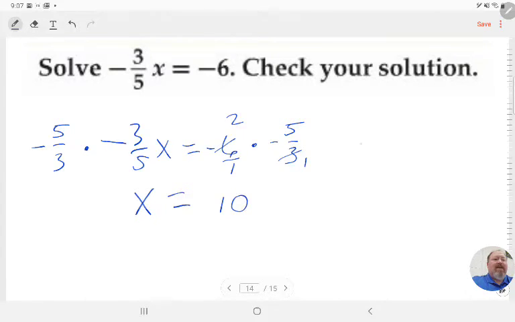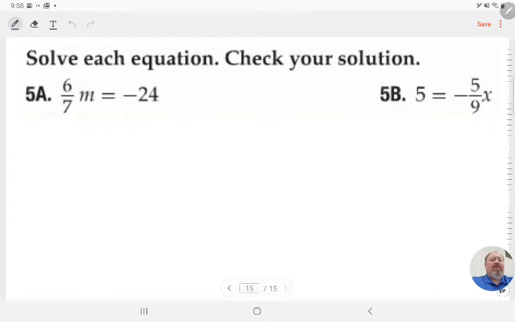And then we could check that. We could say negative 3/5 times 10. That would give me 5 into 10, 2. That gives me negative 6. So therefore, the answer checks. Okay? All right, you try both of these, see how you do, come back and check your answer.